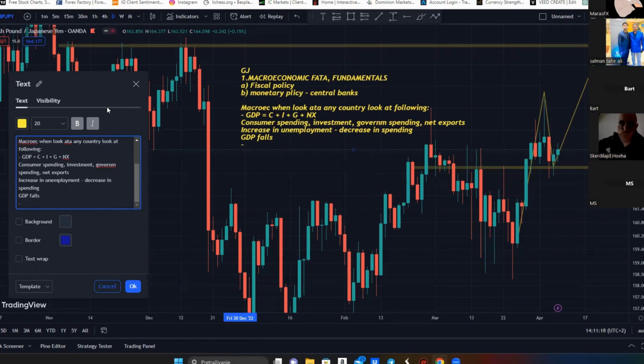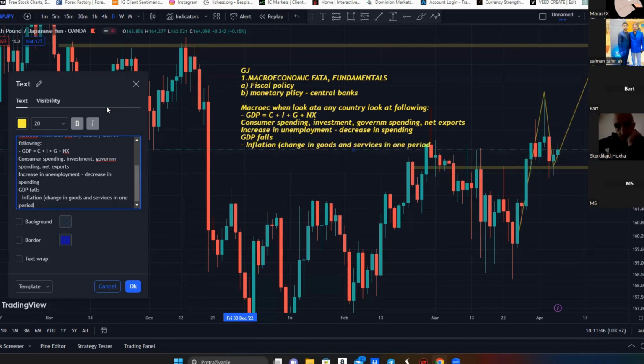Except GDP, if you were to analyze a country like England or Japan, you would look at inflation, because you would like to see what is happening with prices in the country. Can we go briefly into inflation? What is inflation? Inflation is the change in prices of goods and services in one period.